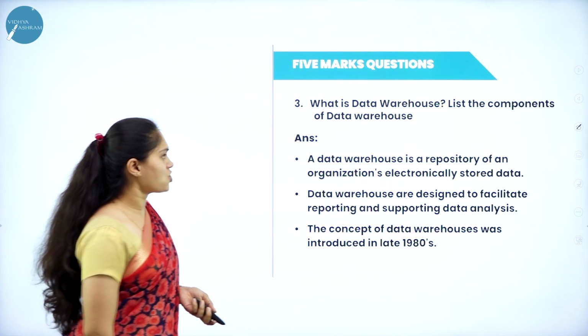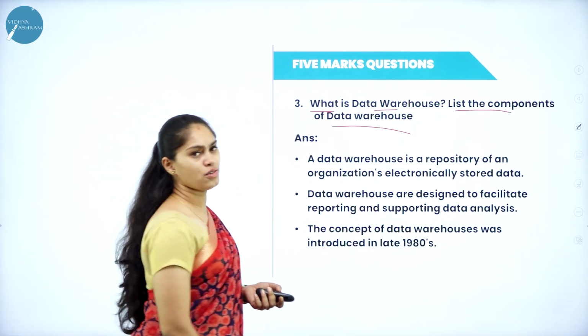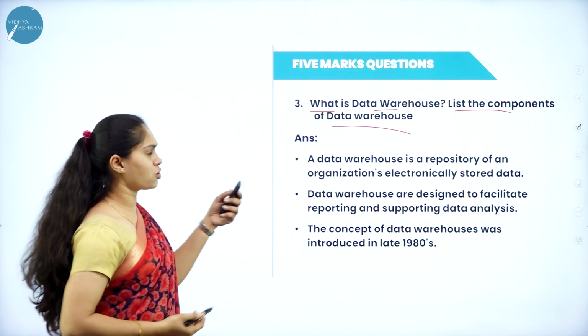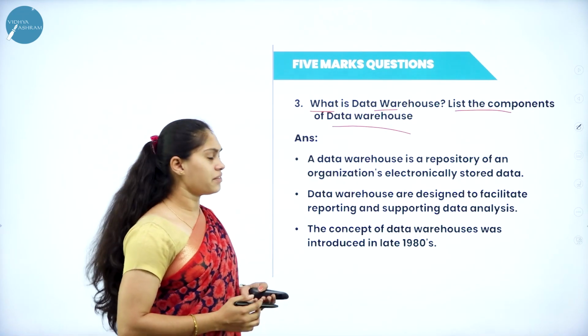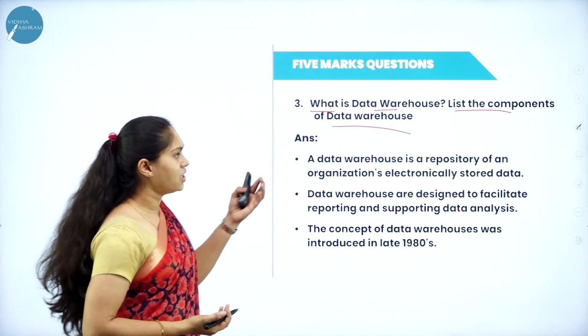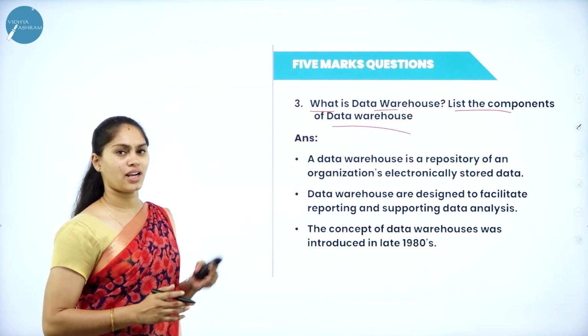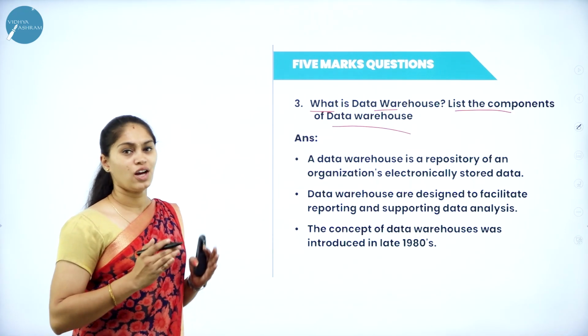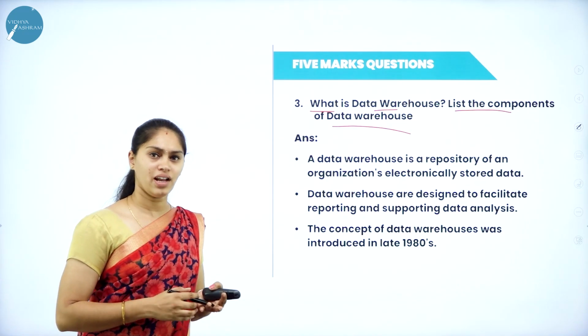We'll see the next question. What is data warehouse? List the components of data warehouse. This question can be asked for 1 mark as well as 2 marks. That means list any one component of data warehouse can be asked for 2 marks, or mention any one component of data warehouse. In that way also you are going to get it. I'm just explaining all the important concepts from this chapter. It can be asked for any marks, 1, 2 or 5.